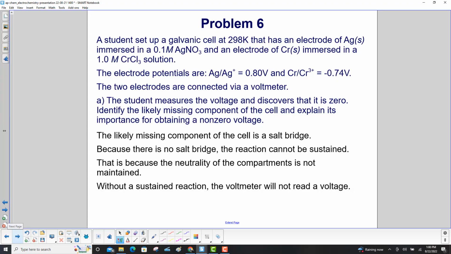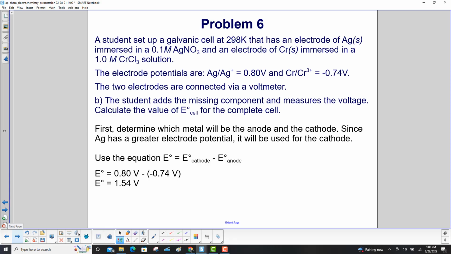Part A. Student measures the voltage, finds it 0. What went wrong? Well, the likely missing component is a salt bridge. Because there is no salt bridge, the reaction cannot be sustained. That is because the neutrality of the compartments is not maintained. Without a sustained reaction, the voltmeter will not read a voltage. The student adds the salt bridge and measures the voltage.